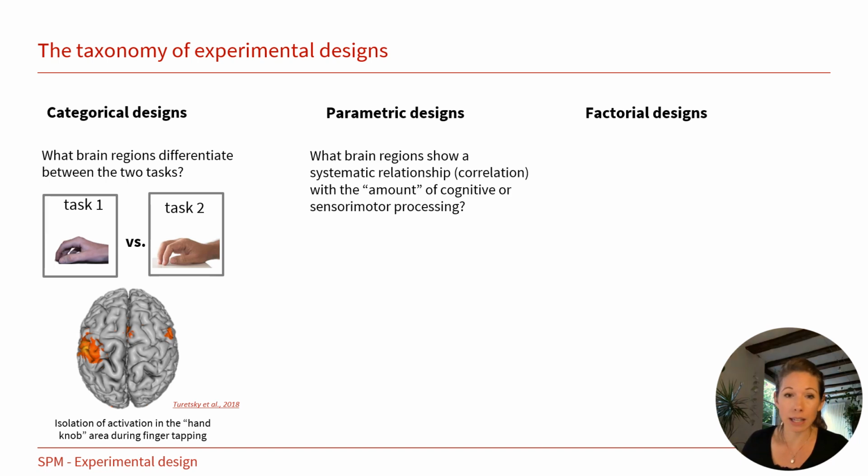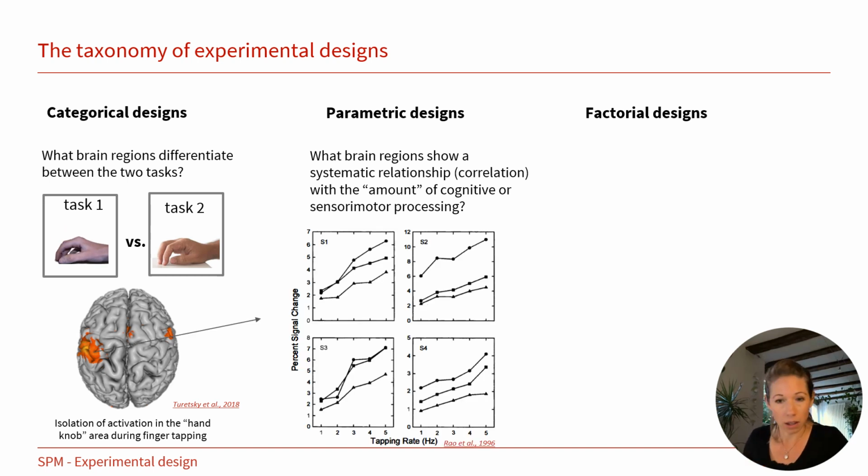In parametric designs, we rather look for a systematic relationship between brain activation and a specific process which we vary in its strength or intensity. So we ask the question, the more of the process, the more of brain activation. In this example, it is the change in brain activation with increasing finger tapping rate.